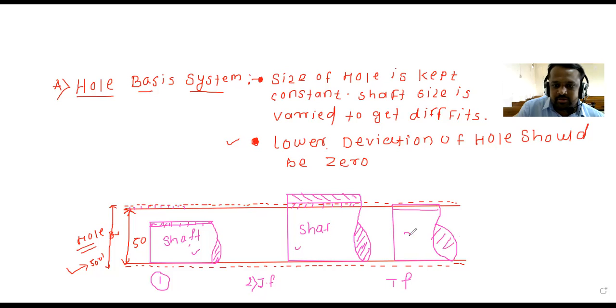This is the shaft. This is the tolerance for that shaft. This is the tolerance for the hole. Both are overlapped with each other. This is called the transition fit. Again, we have to change the size of the shaft only. Here also we have changed the size of the shaft only, but we are not changing the size of the hole.